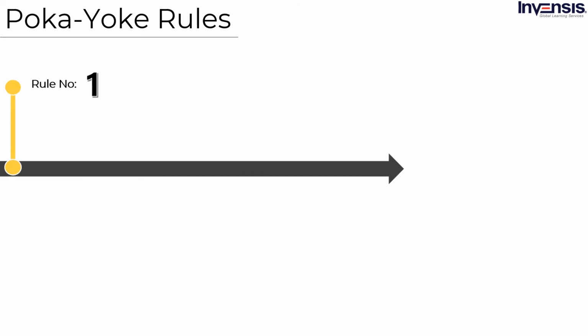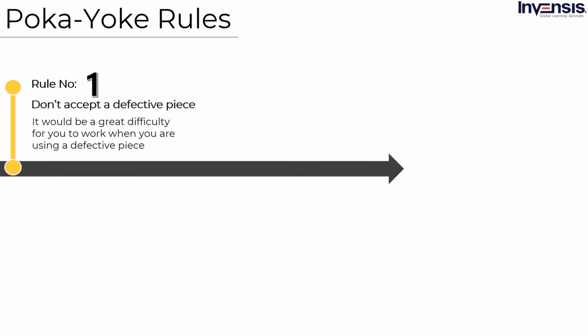The first one is: do not accept a defective piece. It would be a great difficulty for you to work when you are using a defective piece. Either you would be able to use them inefficiently, or you cannot use them in processing as it does not give you the results which you are looking for. So, it is better to check the tools you are importing from the suppliers and make sure that it does not include defective items.